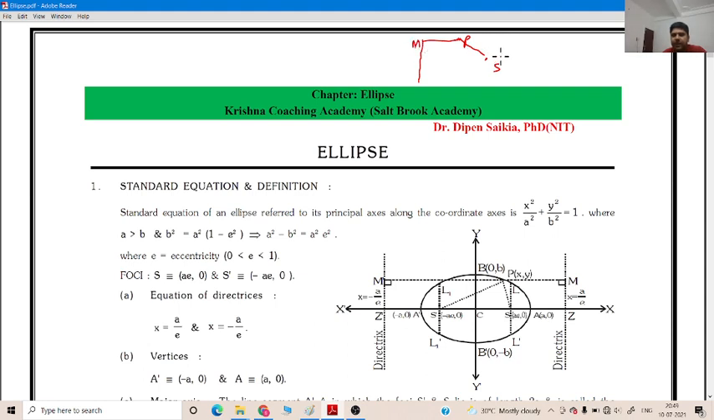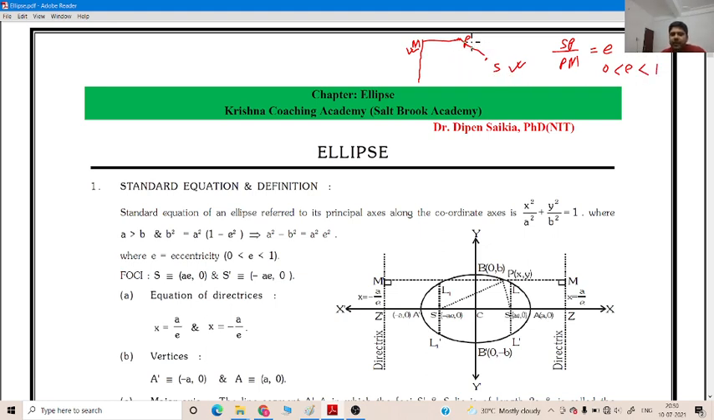So P is a moving point, S is the fixed point, and this line is the fixed line. The ratio SP by PM is always equal to E. The value of E always lies between 0 and 1; it is strictly less than 1.